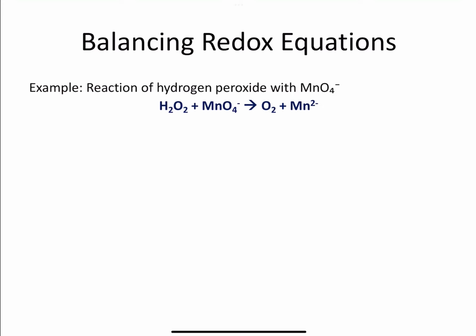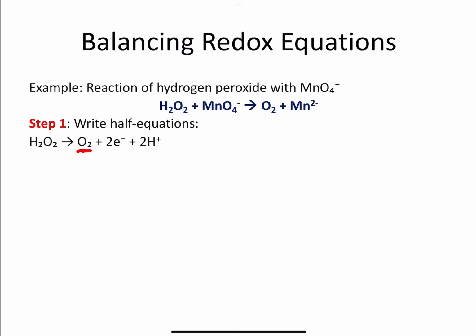Another example for balancing a redox equation: can you balance the redox equation for a reaction between hydrogen peroxide and manganate? This is not balanced, and we didn't include the half equations. So the first step, you need to write the half equations for both. As you can see, hydrogen peroxide has been oxidized because it lost electrons and it gave you oxygen.